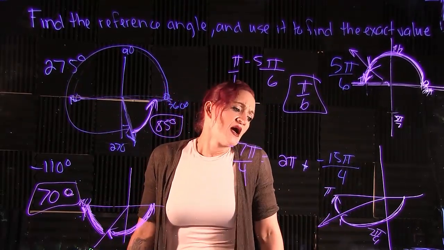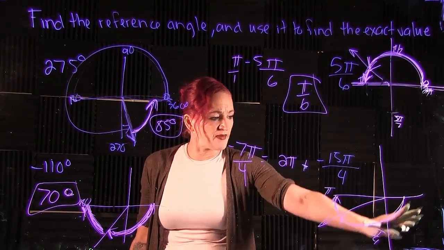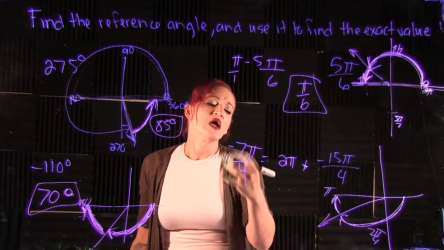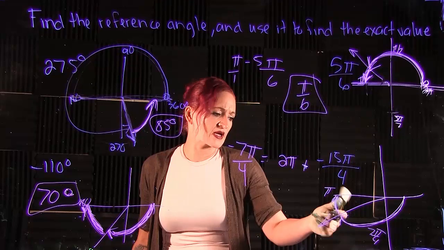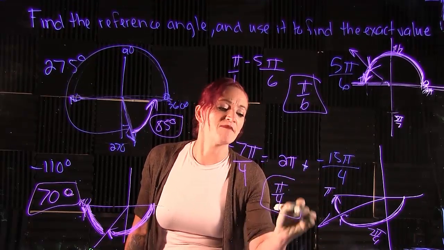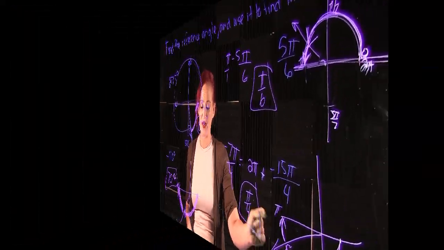All right, so really if we just take that pi and subtract the 7 pi over 4 that we have here, it will give us this amount here. So if we take 7 pi over 4 and subtract that from pi, it will leave us with a measure of pi over 4 for our reference angle right over here.